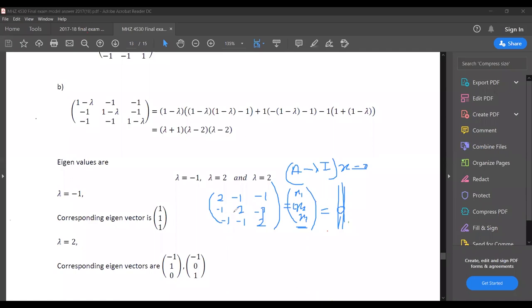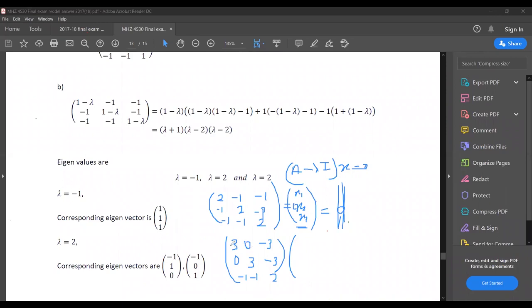So you can subtract the third row from the first row, that is R1 minus R3. When it becomes R1 minus R3, the second term cancels out, that is minus 1 and minus 1 cancel out. The first term becomes 3, the second term becomes 0, and the third term becomes minus 3. So 3, 0, minus 3, and other things remain as they are. Similarly, from the second row, subtract the third row: R2 minus R3 gives 0, 3, minus 3. I'll keep the last row the same: minus 1, minus 1, 2. Here x1, x2, x3.